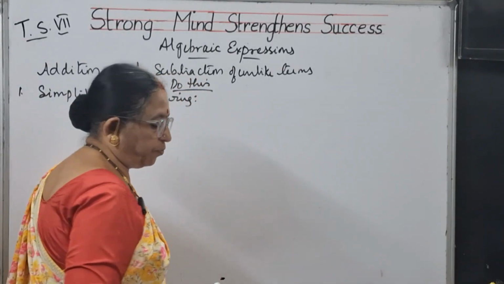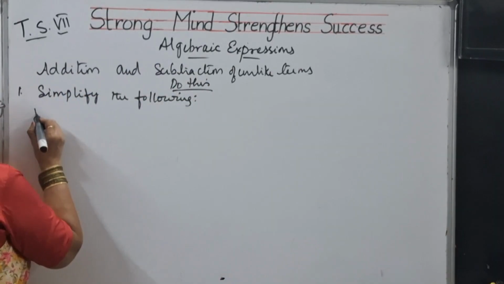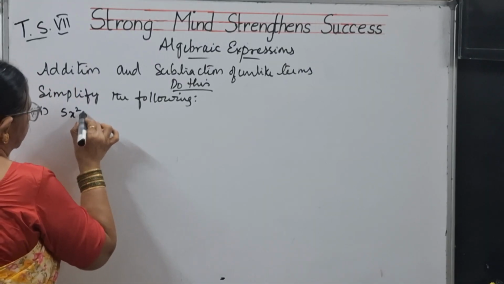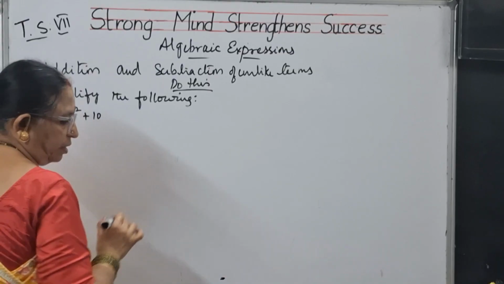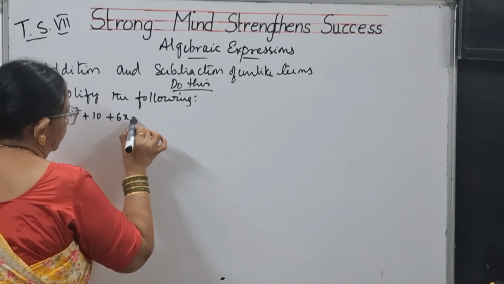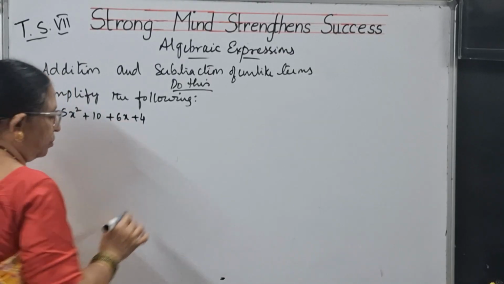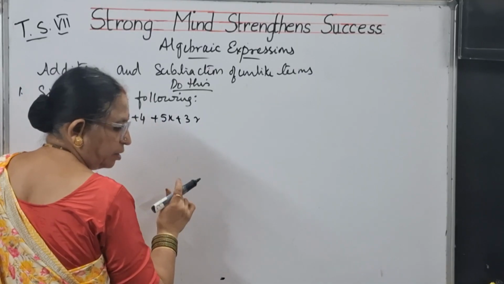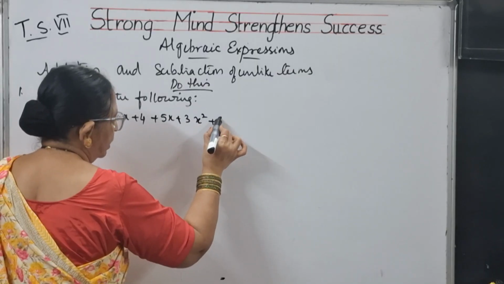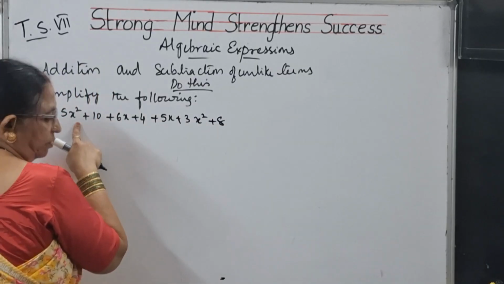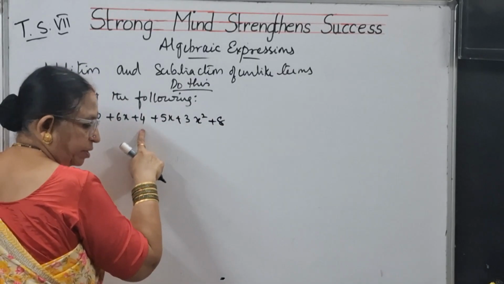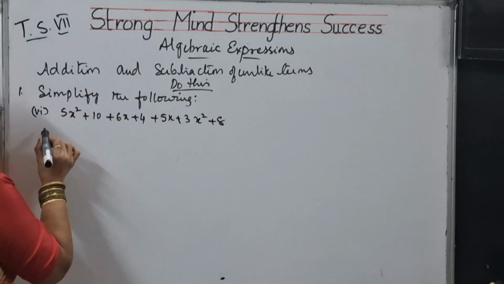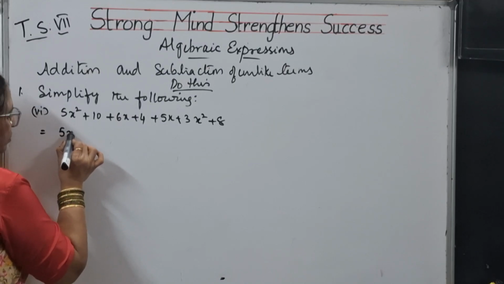Now, sixth bit, children. 5x square plus 10 plus 6x plus 4 plus 5x plus 3x square plus 8. 5x square plus 10 plus 6x plus 4 plus 5x plus 3x square plus 8. So let me write like terms together.